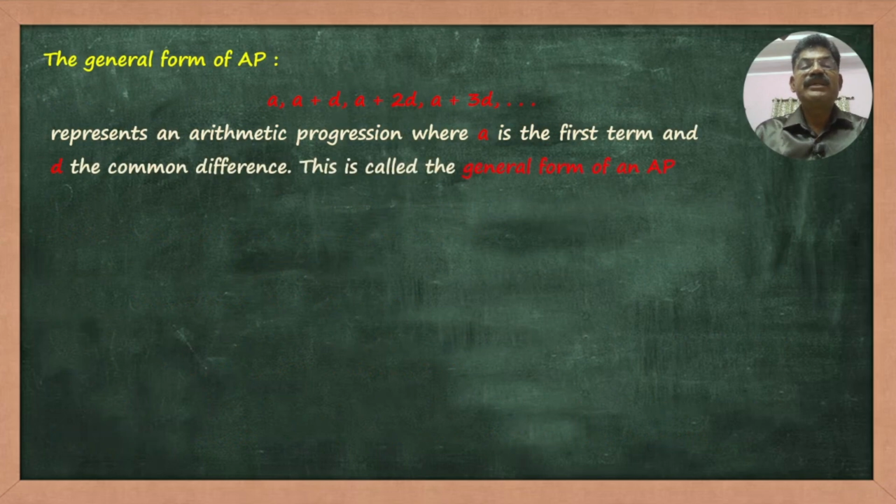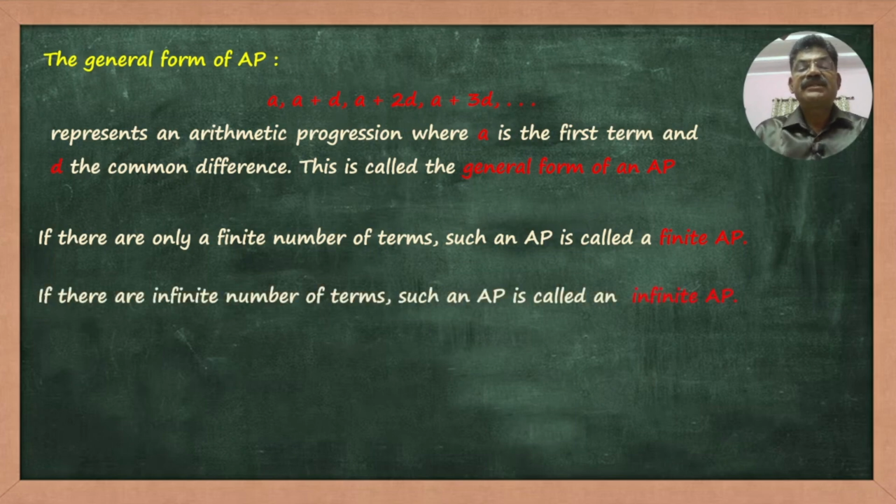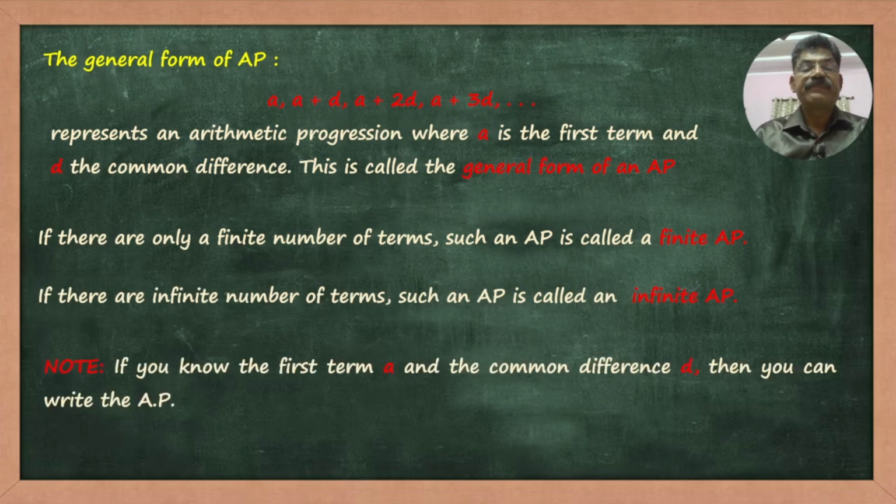The general form of an arithmetic progression: A, A plus D, A plus 2D, A plus 3D and so on. This represents an arithmetic progression where A is the first term and D is the common difference. This is called the general form of an arithmetic progression. If there are only a finite number of terms, such an arithmetic progression is called a finite arithmetic progression. If there are infinite number of terms, such an arithmetic progression is called an infinite arithmetic progression.